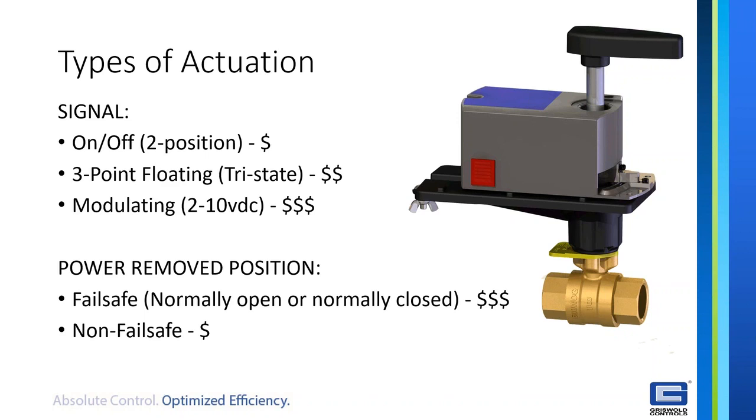And why do people select normally open versus normally closed? In heating, it's typically normally open, because if power is lost in the building, you don't want your building to freeze. So it's going to fail open so that you still have heat in the building. For cooling, it really depends on the application. In a computer center, you want it to fail open, so if power is removed to the coils, it continues to cool the computer room equipment.